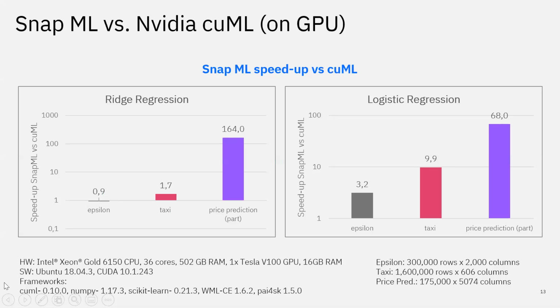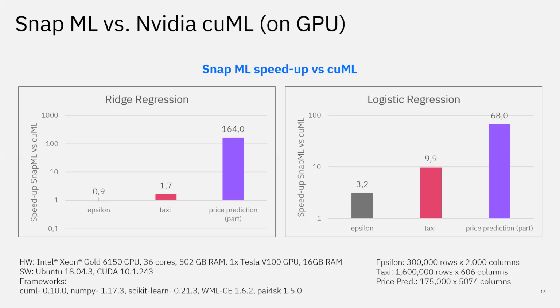Okay, so in this chart, we compare against a different framework. So we also switch gears a bit. In the previous 3 benchmarks, we were looking at the CPU performance, and now we're looking at the GPU performance. And we're comparing here to the cuML framework from NVIDIA, which is software for accelerated classical machine learning on GPUs. On the left-hand side, we compare for ridge regression, which is like an L2 regularized linear regression, and on the right for logistic regression, for classification problems.